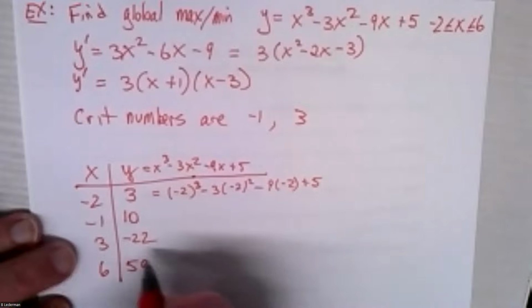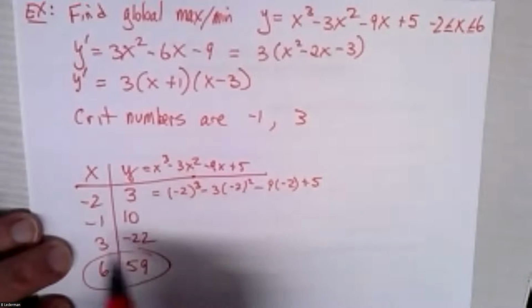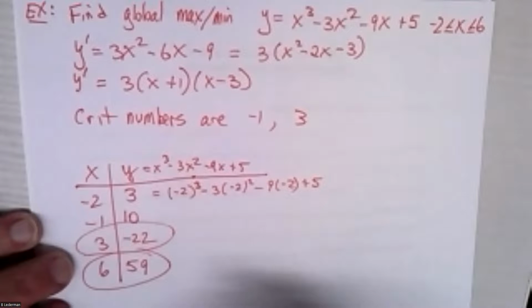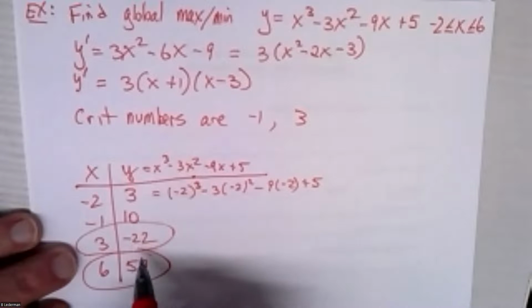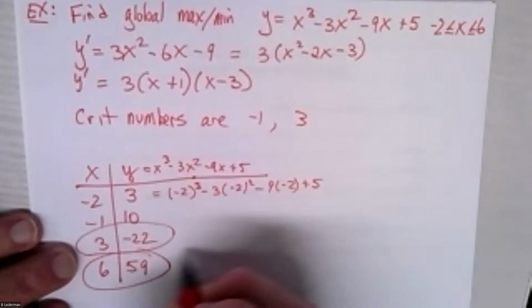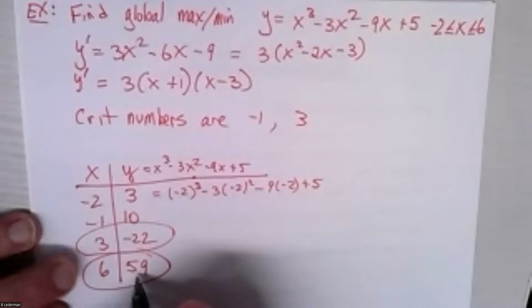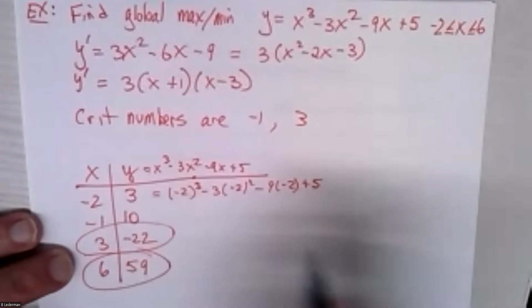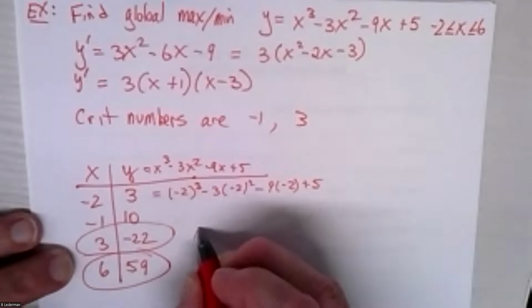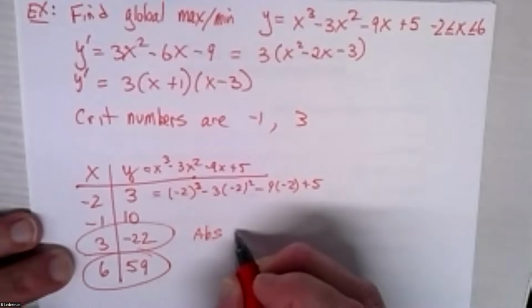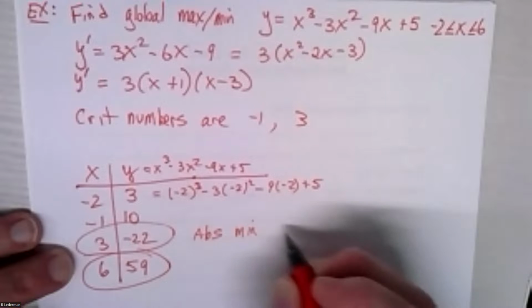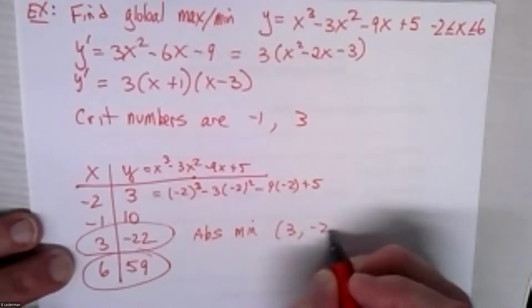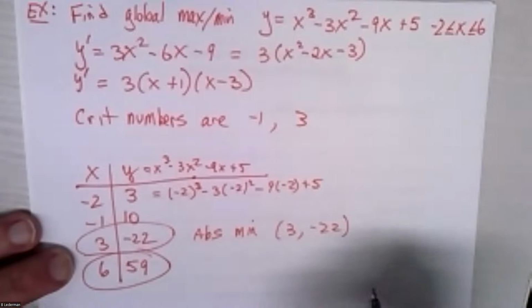Well, obviously the biggest number here is 59, and the smallest number here is -22. So positive 59 and -22 are the biggest and the smallest y values. So the absolute min is 3 comma negative 22. By max and min, I'm talking about the y value being a max and the y value being a min.